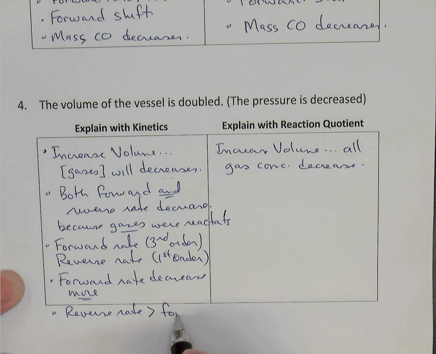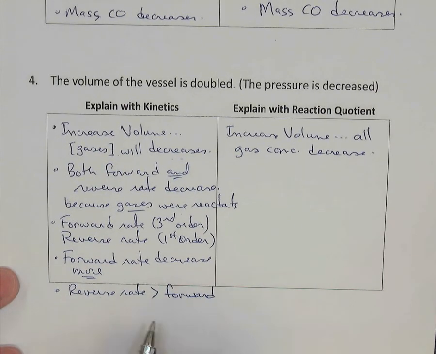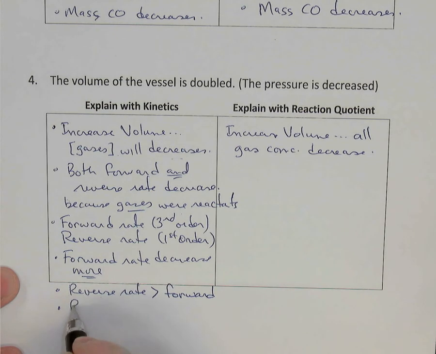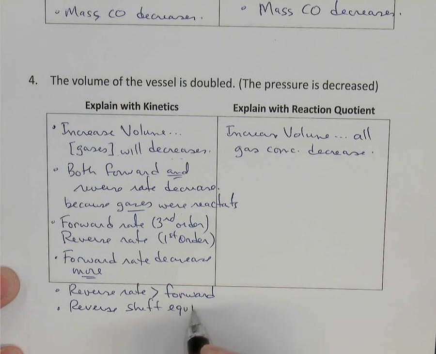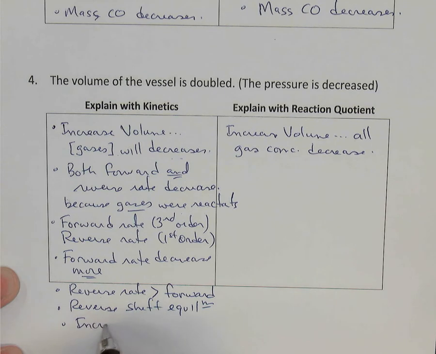So if it decreases more, then that means we'll have a reverse rate greater than the forward. And this is the first time we're seeing that. When the reverse rate is greater than the forward, we get a reverse shift in the equilibrium, and we will increase the mass of carbon monoxide.